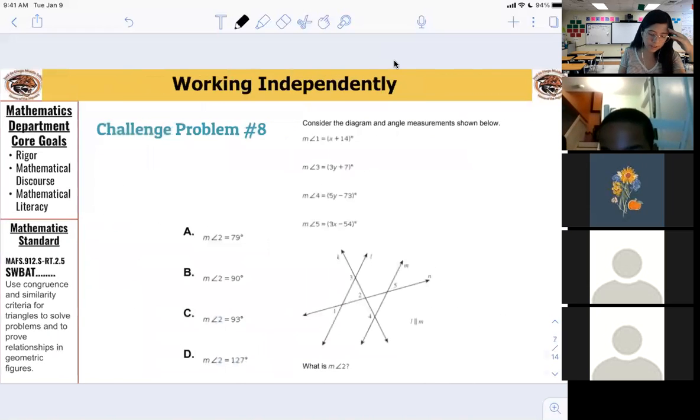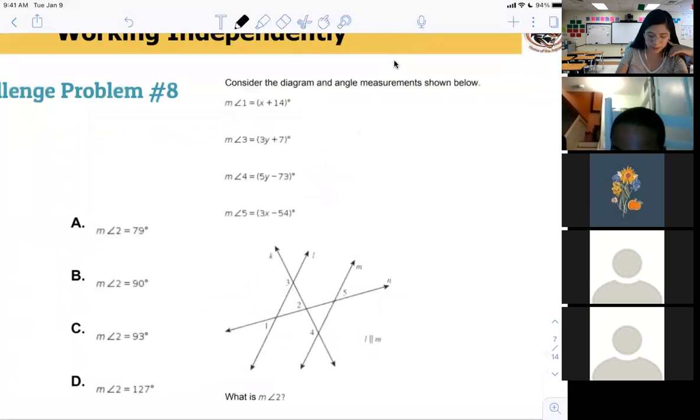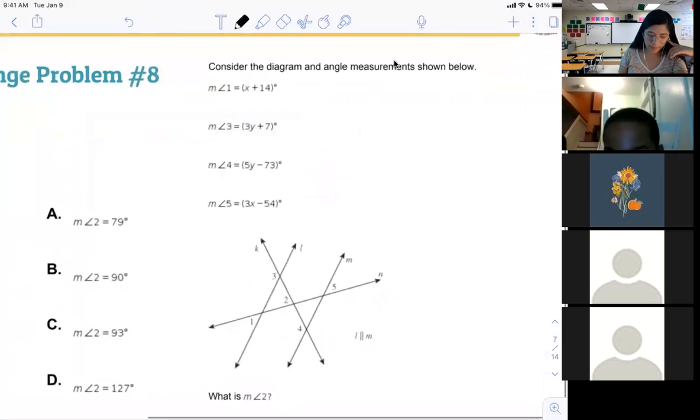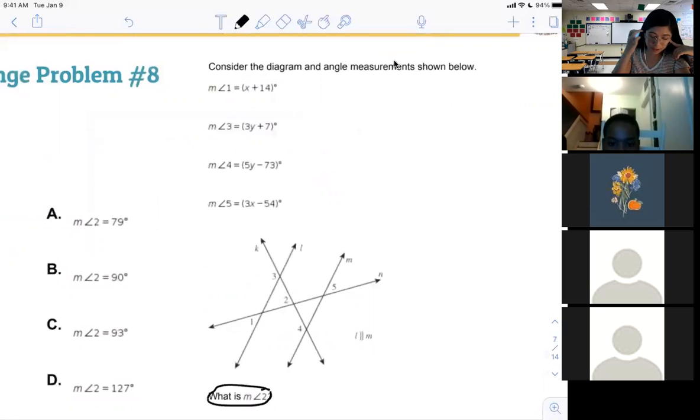Number 8, here's another one with algebra involved, okay? So we're going to be very careful with this one. Consider the diagram and angle measurements shown below, and then you have to figure out the measure of angle 2. So I'm going to label things. This might get confusing, but we're going to try our best. I also know that L is parallel to M, and that's going to be important.